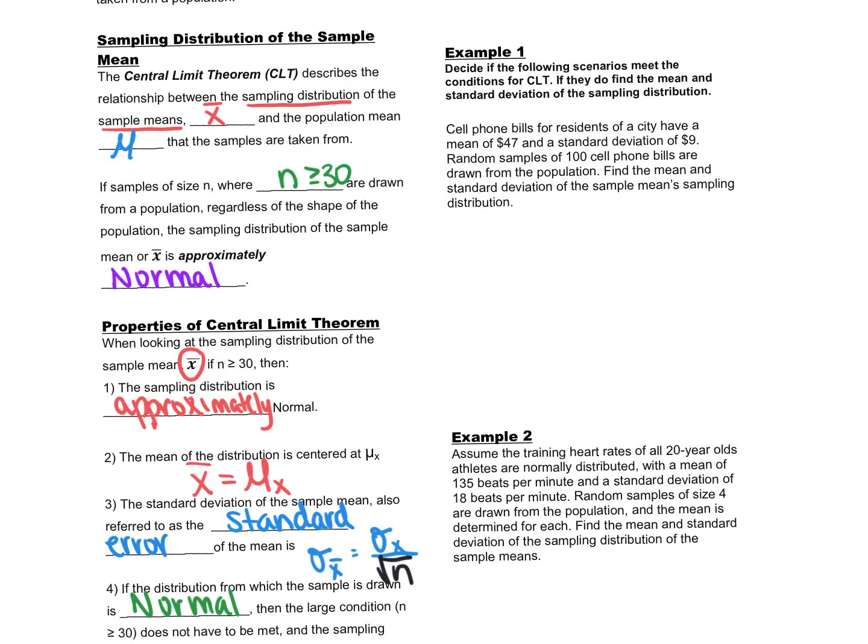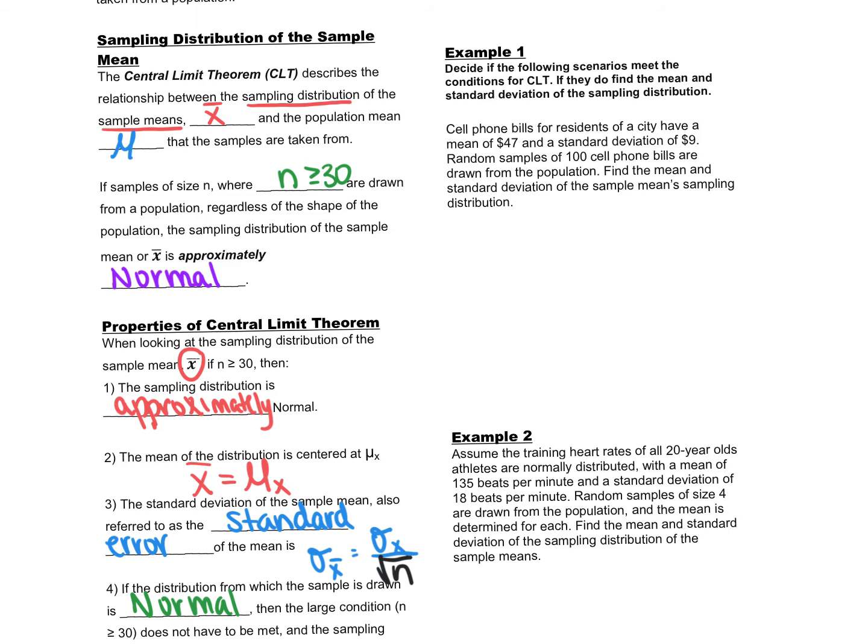For these particular problems, we're going to see if we can use central limit theorem first, and then we're going to find the mean and the standard error of the sampling distribution of the mean. So the first problem says cell phone bills for residents of a city have a mean of $47 and a standard deviation of 9. Random samples of 100 cell phone bills are randomly drawn from the population. Find the mean and standard deviation of the sample means sampling distribution.